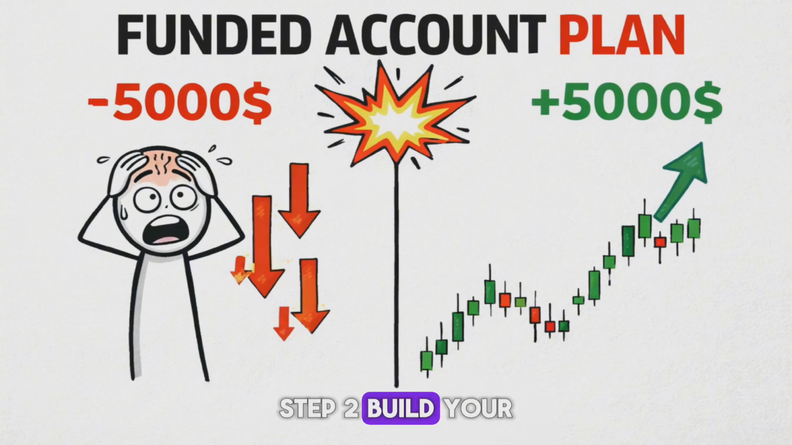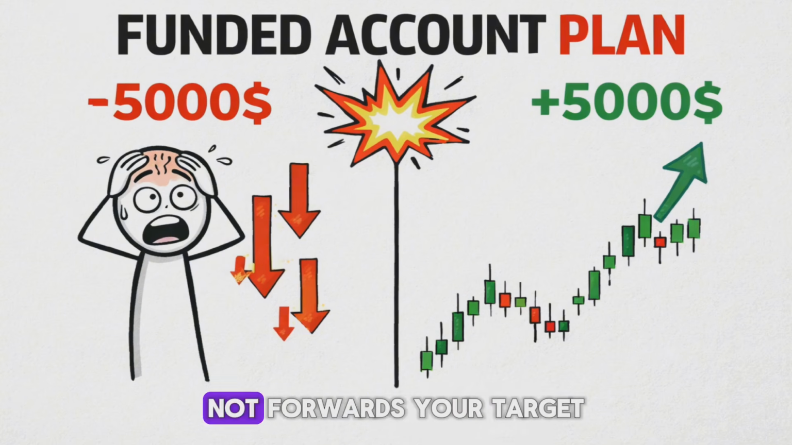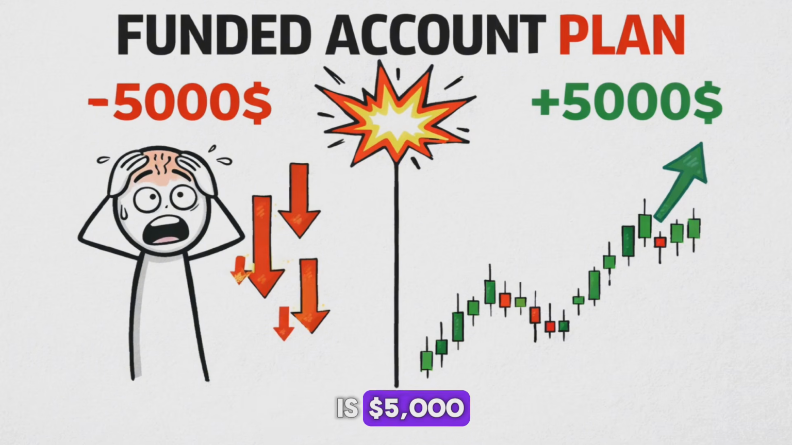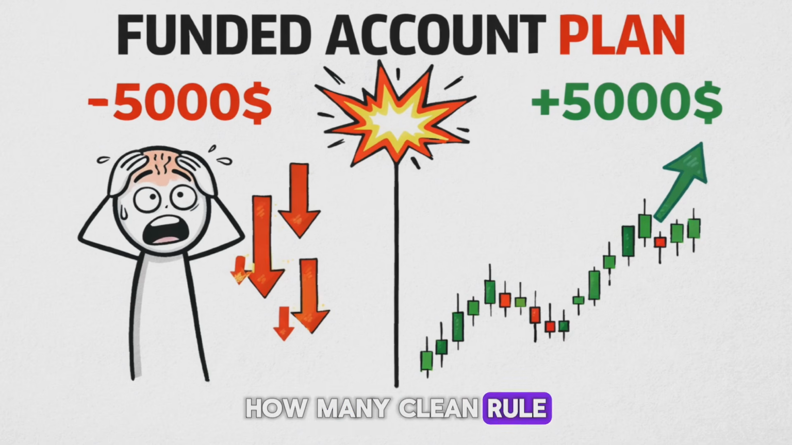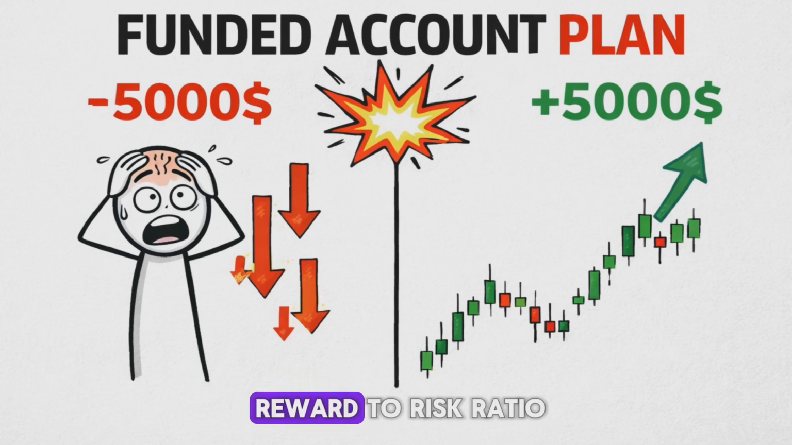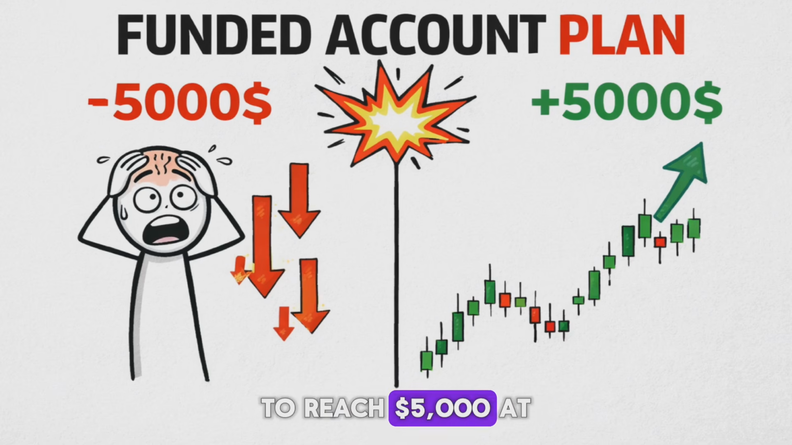Step 2. Build your profit target backwards, not forwards. Your target is $5,000, 10% of the account. Most traders look at that number and think about how fast they can get there. That's the wrong direction. Instead, ask yourself, how many clean, rule-based trades do I need to take at 1% risk with a 2-to-1 reward-to-risk ratio to reach $5,000?